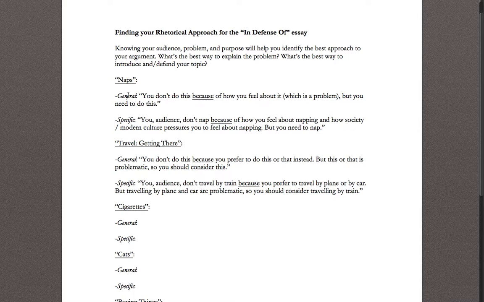And so that's one rhetorical approach, just identifying that your audience doesn't do or doesn't enjoy your topic because of how they feel about it or how they've been made to feel about it. And you're just simply going to say, but you need to nap, and you're going to show them how to think about it or feel about it differently. So that's one approach that we get in "Naps." Another approach we get in "Travel: Getting There," and we'll go to that essay in just a second. And in general, the approach in "Travel: Getting There" is this.